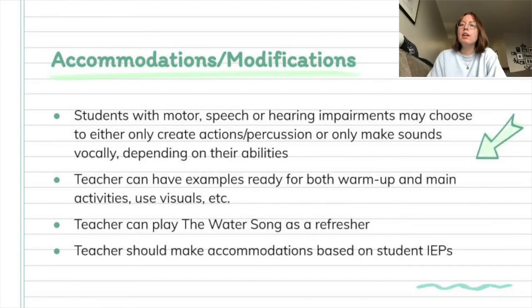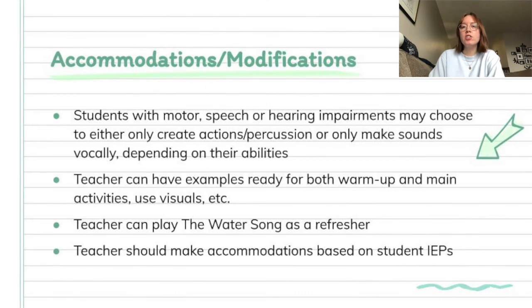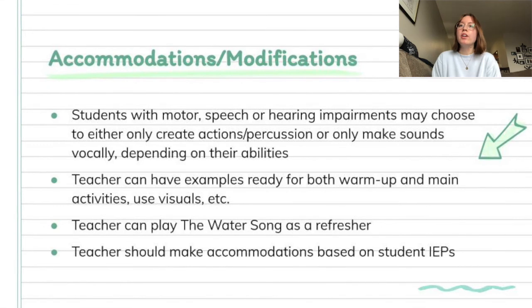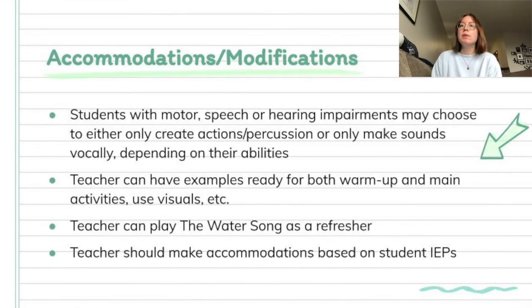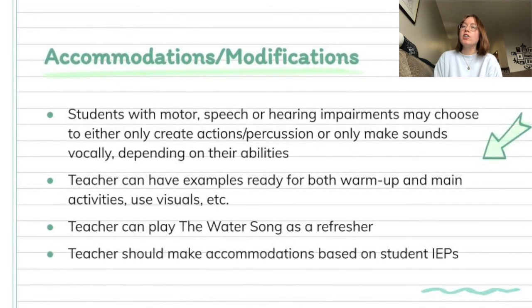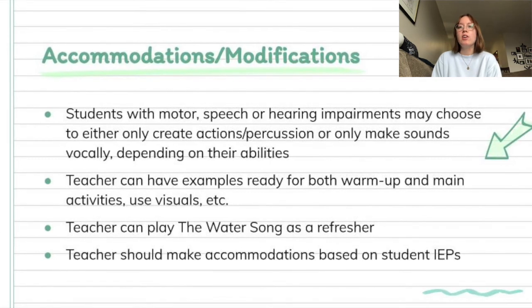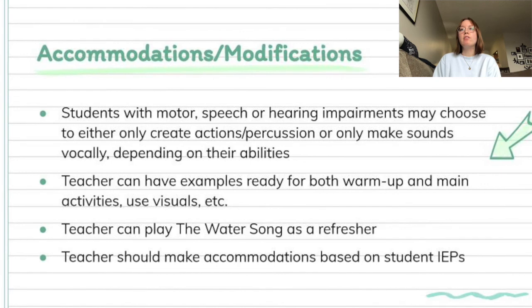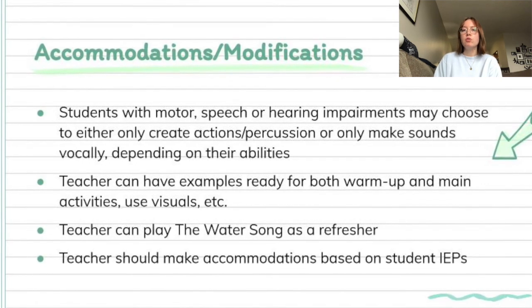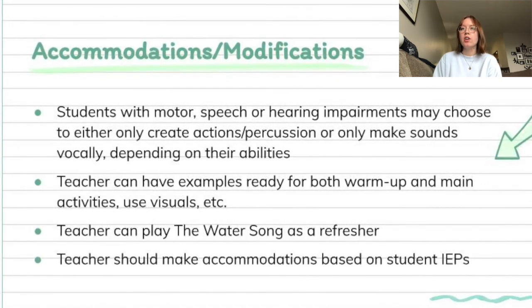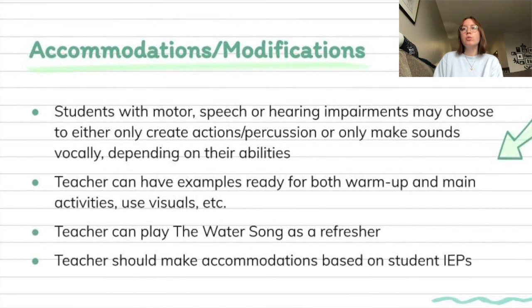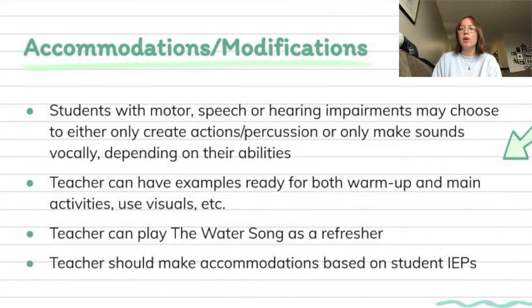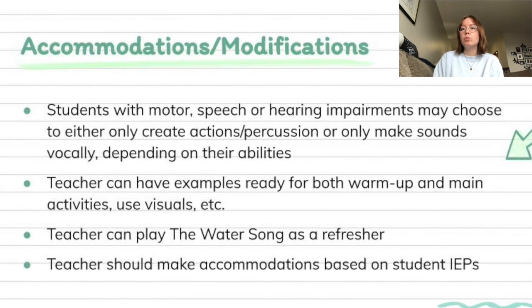Here are some accommodations and modifications the teacher might want to consider. If there are students with motor, speech, or hearing impairments, these students may choose to either only create actions and percussions or only make sounds vocally, depending on their abilities. The teacher can have examples ready for both warm-up and main activities if students are struggling to understand the instructions. They can also use visuals during the warm-up activity so they can bring pictures of different elements of nature outside with them for visual learners.